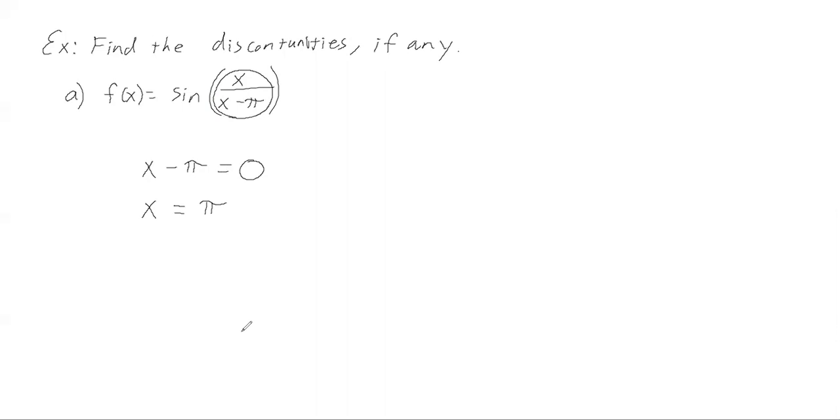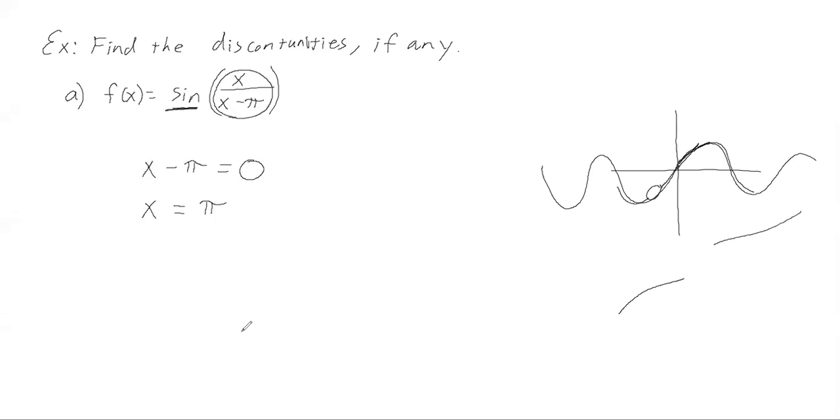Now, how about the outside, the sine? Will the sine function be discontinuous anywhere? No, it's continuous on all real numbers. Even think of the graph. It looks like this, and it keeps on going forever in both directions. It never has any jumps, breaks, or skips. It doesn't have an open circle and a jump from there to there. So the outside is continuous everywhere. The only place I'm going to have a discontinuity is where the inside is discontinuous, which is at pi.